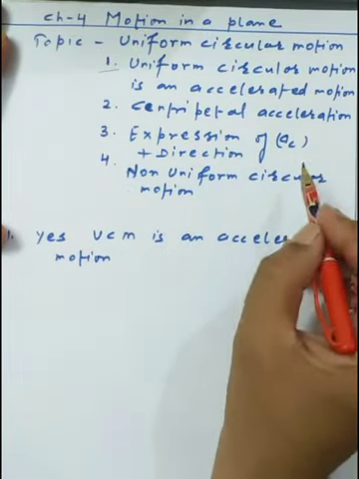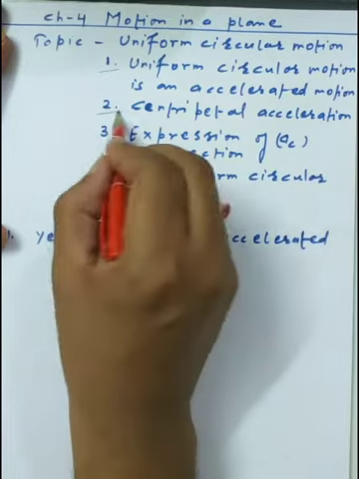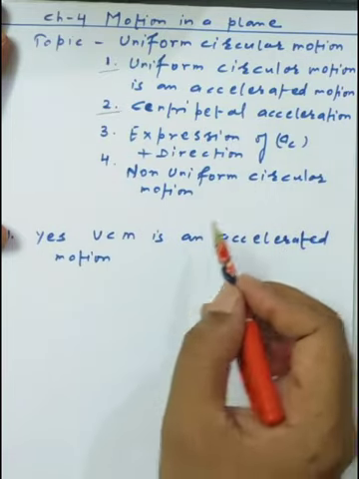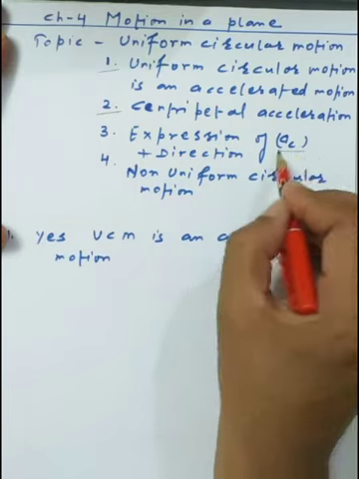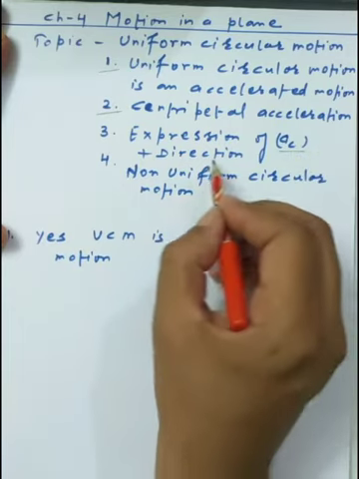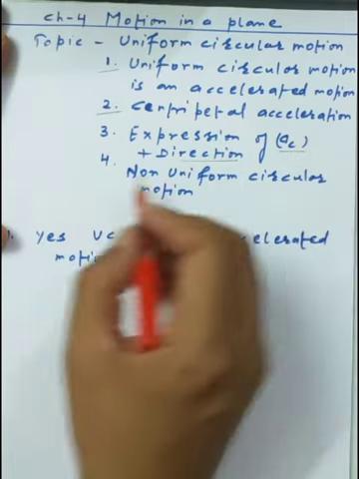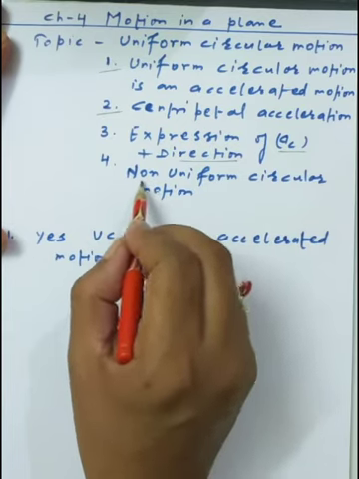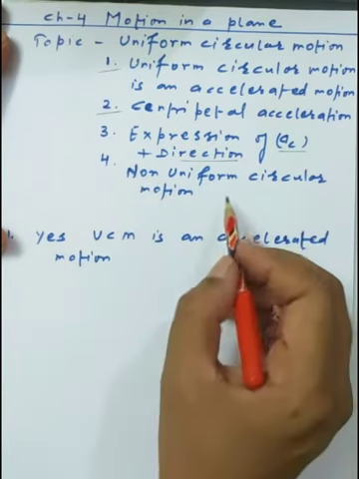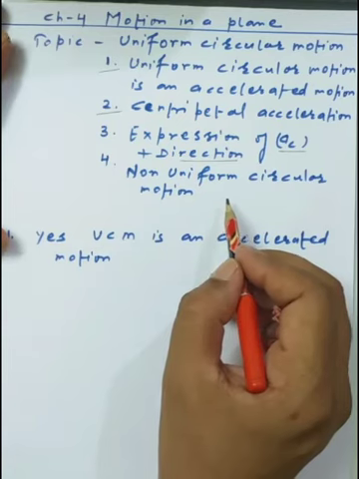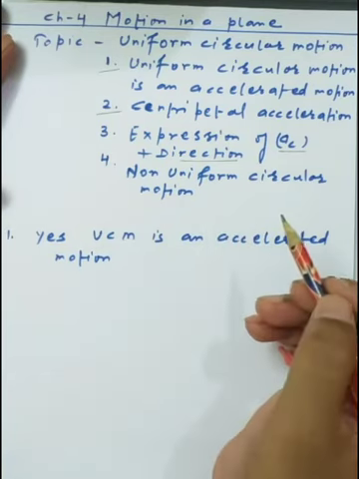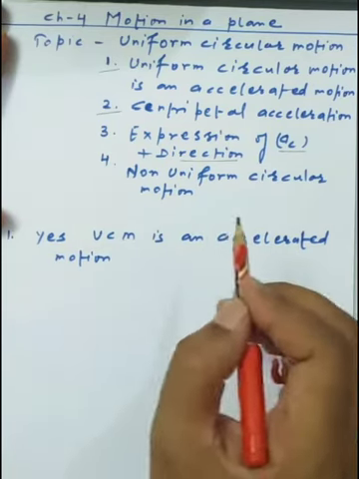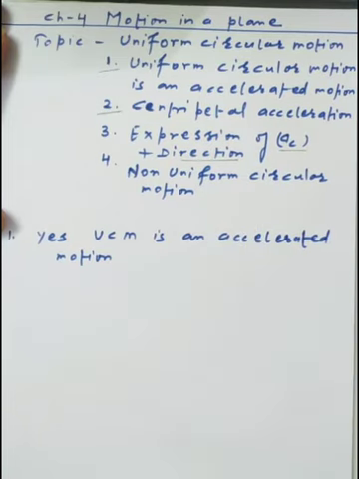What actually is the centripetal acceleration we have in the uniform circular motion? Next we will discuss the expression of the centripetal acceleration along with its direction, and what will happen if the object is moving in non-uniform circular motion. So what will be the possible direction of the net acceleration we have? Okay, so one by one we are taking all the topics to complete this.